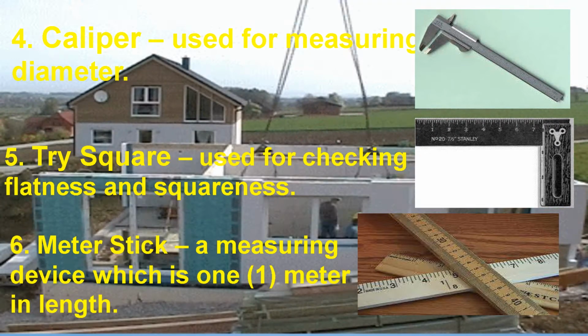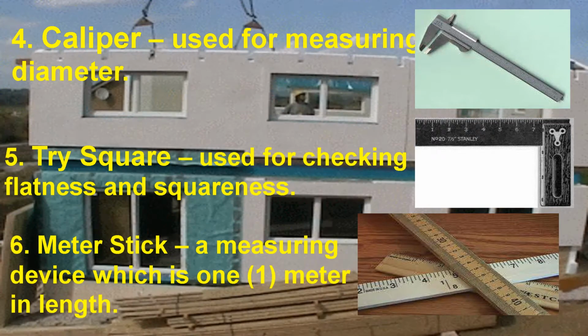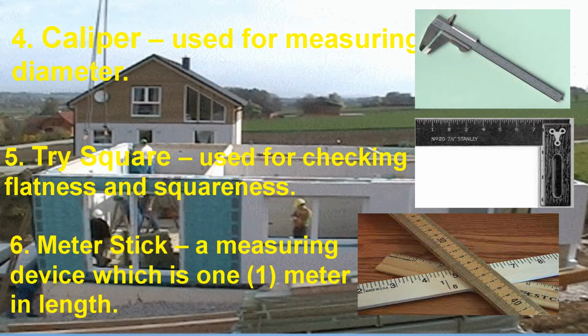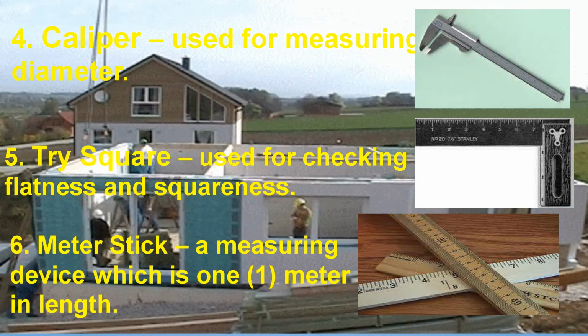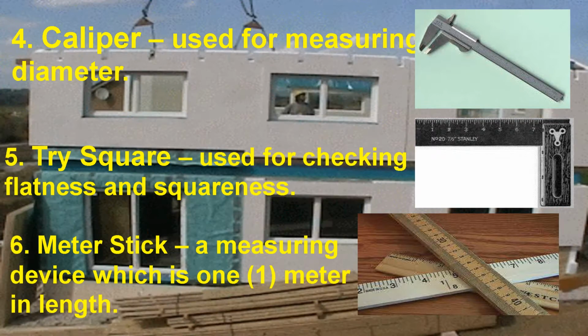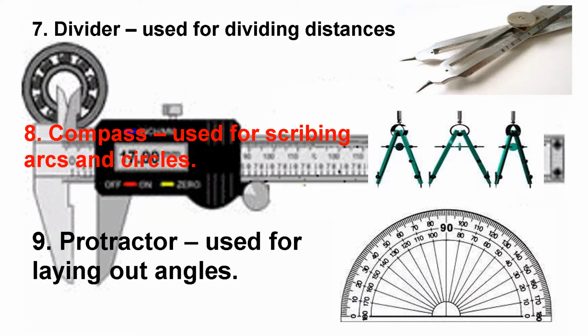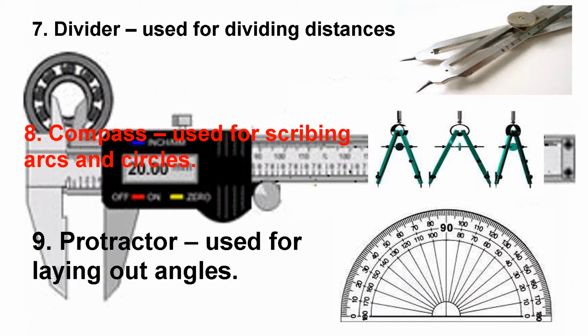Number 5. Tri-square, used for checking flatness and squareness. Number 6. Meter stick, a measuring device which is 1 meter in length. Number 7. Divider, used for dividing distances. Number 8. Compass, used for scribing arcs and circles. Number 9. Protractor, used for laying out angles.